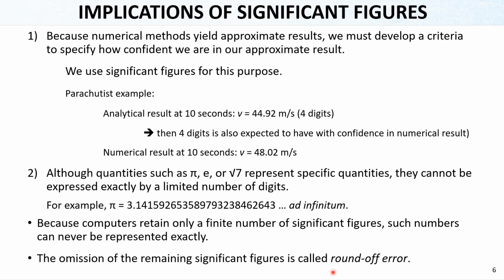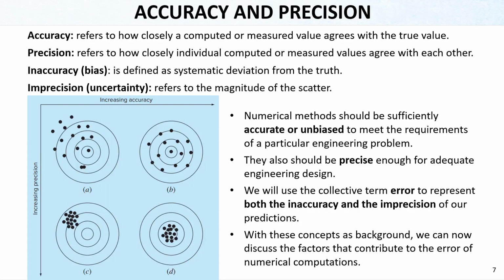So these kinds of implications are important, and we also define the round-off error here. And the concept of significant figures defined here will also have relevance to our definition of accuracy and precision, and we will talk about accuracy and precision in the next slides. In this slide, we will talk about the accuracy and precision terms.